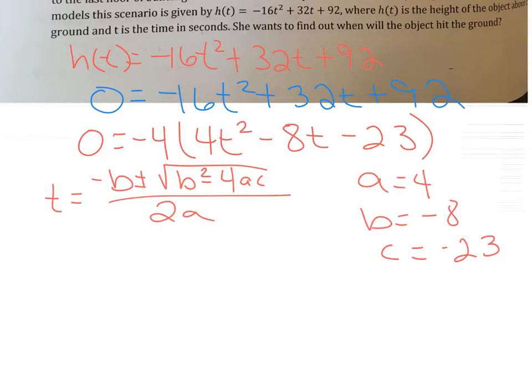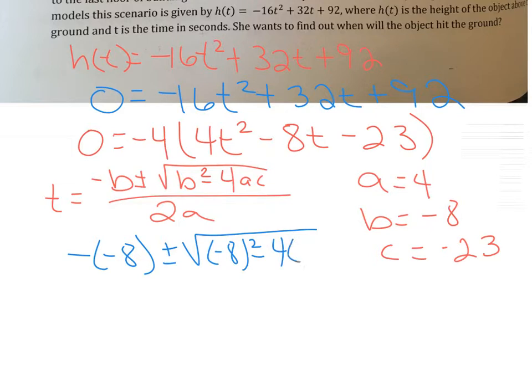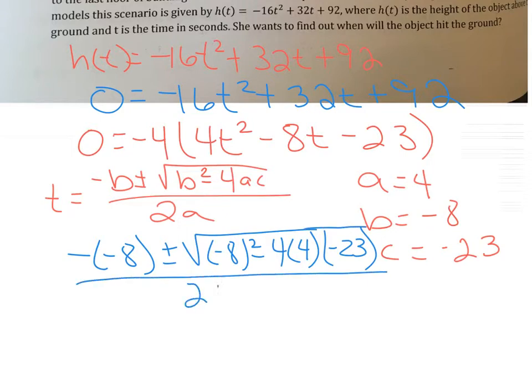solving for t. So -b, and in this case we do have both negatives. This first one is always there. This one is coming from b being negative. Plus minus the square root of -8 squared minus 4 times 4 times -23. And the parentheses are your friend here. Over 2 times 4.